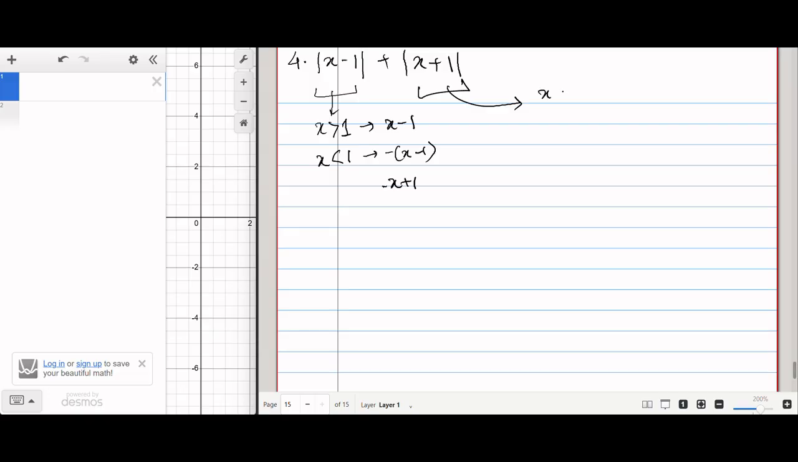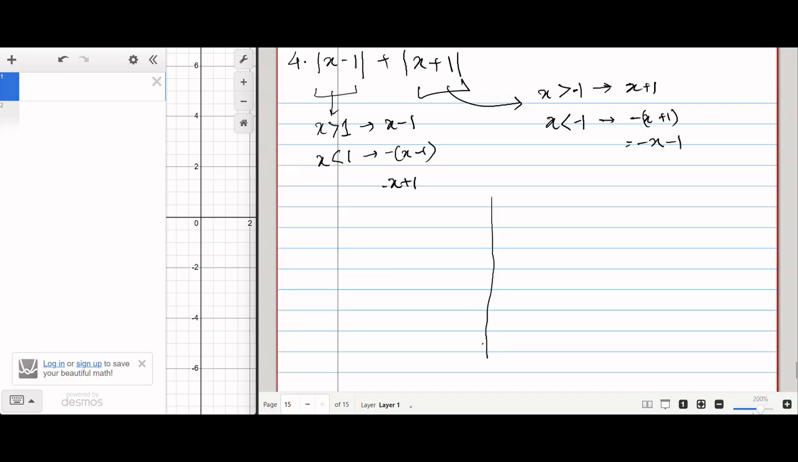Similarly, the second term would be positive for x greater than minus 1, and the function would be x plus 1. It would be negative for x less than minus 1, and the function would become minus of x plus 1, which is minus x minus 1.